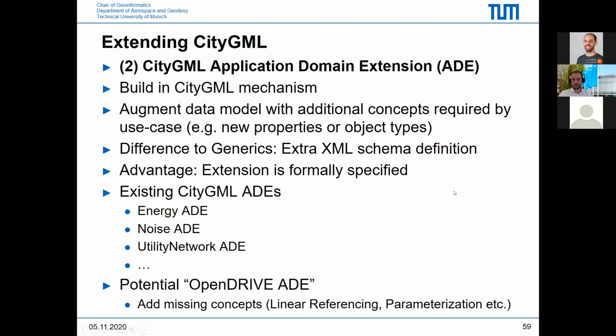Using the second possibility for extending CityGML could also be relevant for transportation objects by defining application domain extensions for different purposes. I talked about OpenDrive in the beginning, which is a very common standard for street representation, but the standard uses a parametric representation and also contains concepts on linear referencing, for example. And since this is not contained within CityGML and will also not be contained in CityGML 3.0, it could be considered to create a CityGML application domain extension for OpenDrive specifically, which is possible. And we already heard that there are some examples for ADEs in use.